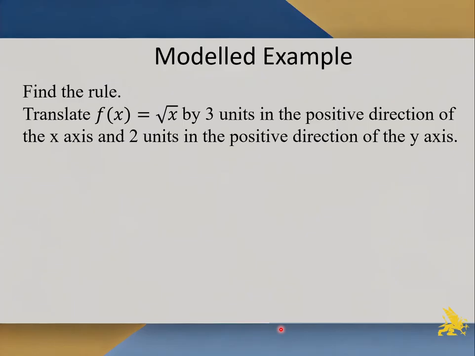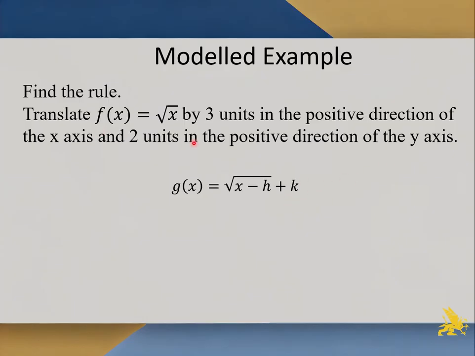If I'm going to find a rule and it says translate f of x is equal to square root x by 3 units in the positive direction of the x-axis and 2 units in the positive direction of the y-axis. The first thing I want us to be able to do here is think about this square root x as putting in h and putting in k. What are they meaning, the h and k? H is referring to the horizontal shift and k is referring to the vertical shift.